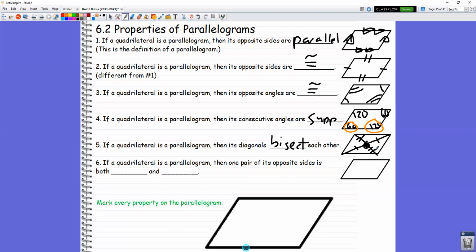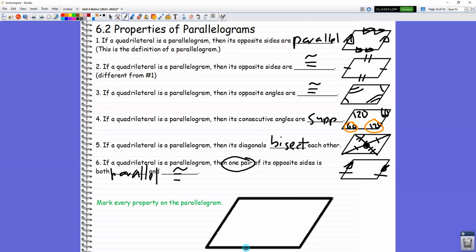And last but not least, one pair of opposite sides is both parallel and congruent. Boy, I wrote that terribly. So parallel and congruent. What that means is that if you have the parallel line symbol on one side, but also on that same side, you have a congruent side tick.